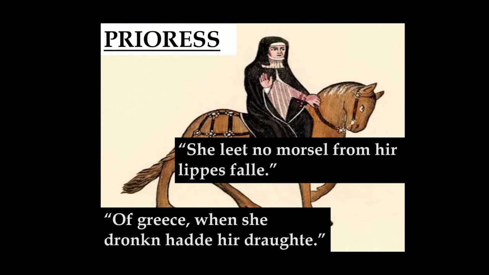The next character is the Prioress. The Prioress presents a secular woman having lust for worldly and materialistic possessions. Chaucer says about the Prioress that she let no morsel from her lips fall. Chaucer was so realistic in the description of the Prioress that he even observed her dining manners and presented them before us. He further says about her, "Of grease, when she drunken had her draught."